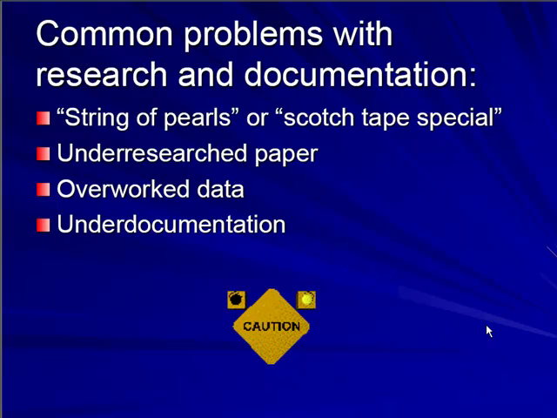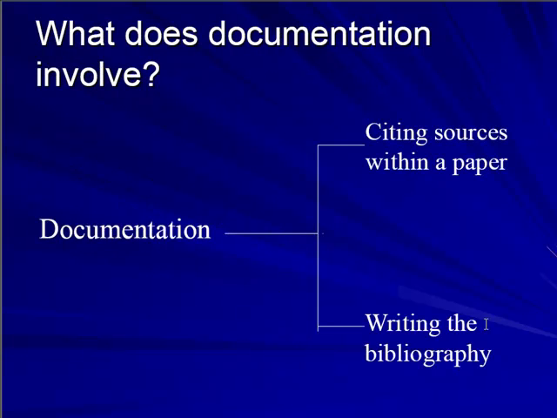Second is an under-researched paper, when you don't have enough sources in your paper. And the third relates to that, because then you turn to one particular source and go back to it over and over again. So basically your whole paper is written based on that one source, that's overworked data. And sometimes you under-document, meaning you're not always careful about telling me where you got your ideas from. And you must be really, really careful, because then you could be accused of plagiarism, of passing off someone else's ideas as your own.